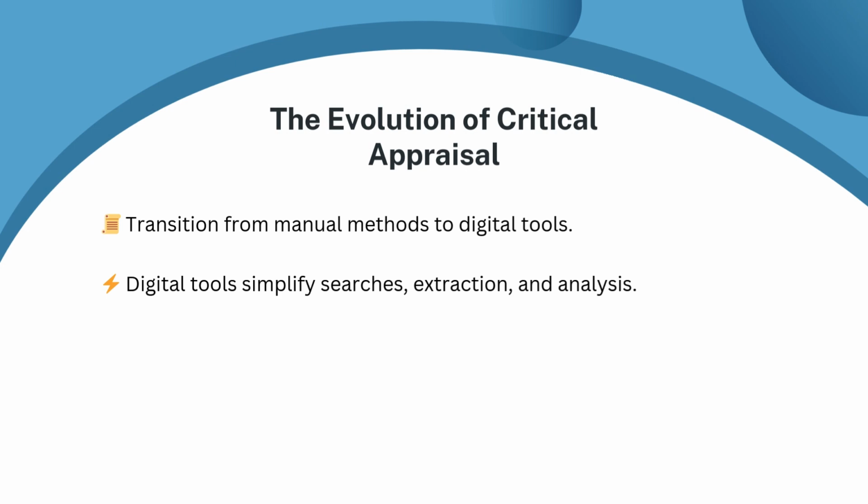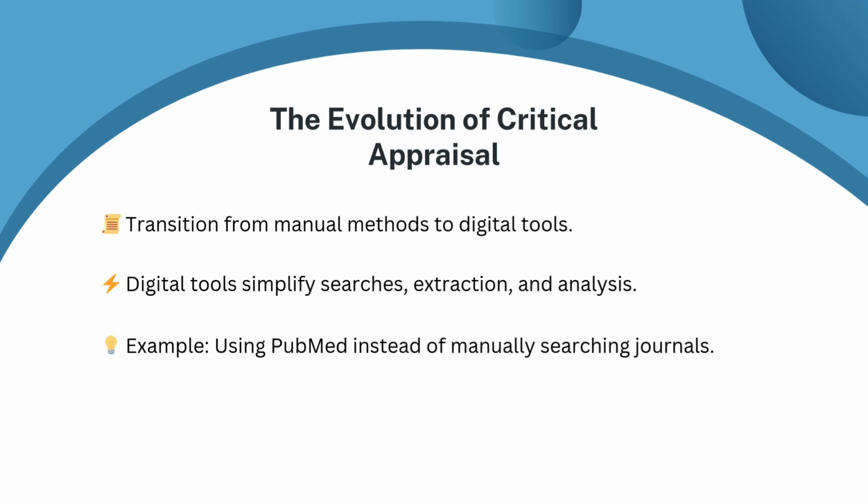For example, a task like conducting a systematic literature review, which used to take weeks, can now be streamlined into days, or even hours, with tools like PubMed and Covidence. The efficiency these tools bring isn't just about speed. It's about freeing you up to focus on what really matters, analyzing the quality and relevance of the research.